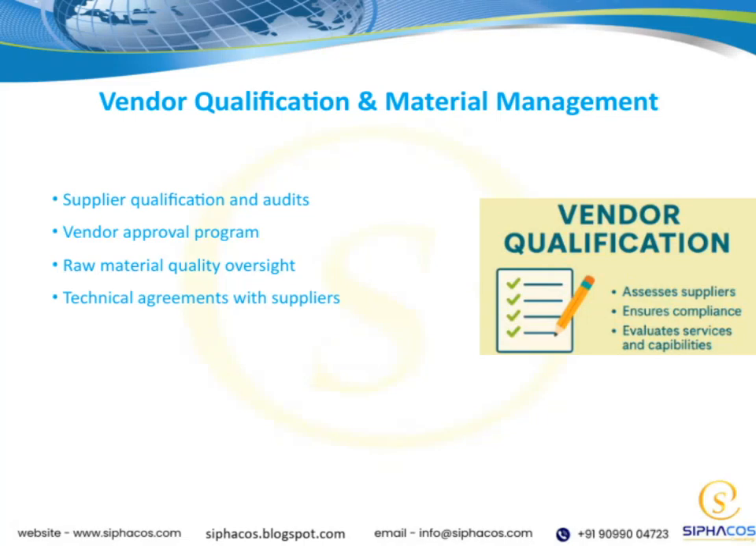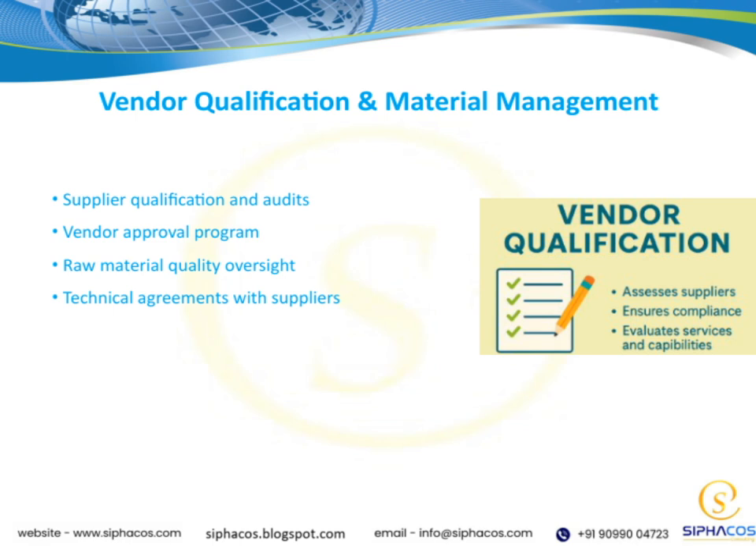Let's talk about vendor qualification and material management. First, supplier qualification and audits are essential to ensure that our suppliers meet our quality standards and comply with industry regulations. This process involves thoroughly evaluating potential suppliers and regularly auditing existing ones to maintain high standards.